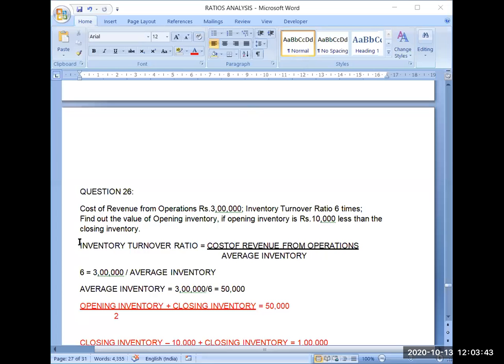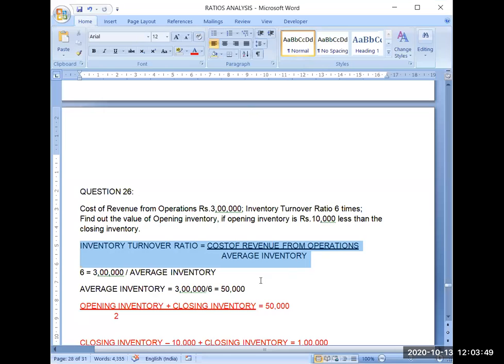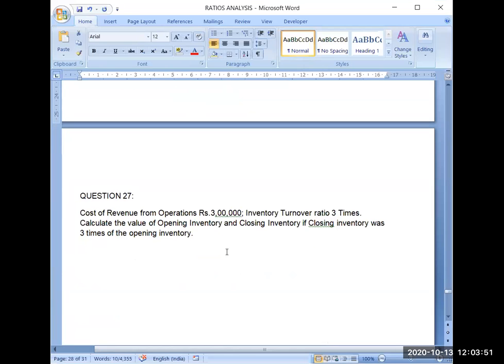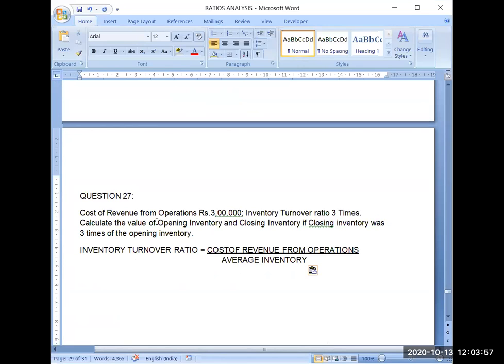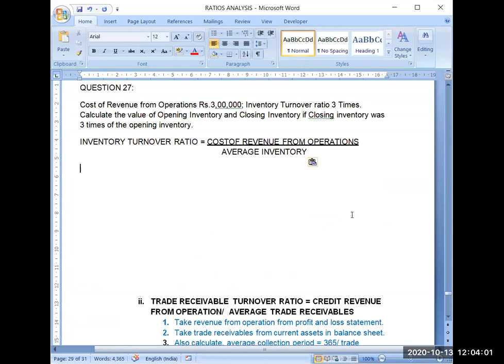Again, we will put this formula first. Whenever we are solving any question, we should always write the formula first. That will make you more clear about the picture, what to do in this question. So this time cost of revenue from operation is given, inventory turnover ratio is given as 3 times. Calculate the value of opening inventory, and closing inventory was 3 times of the opening inventory. Only the equation is changing.